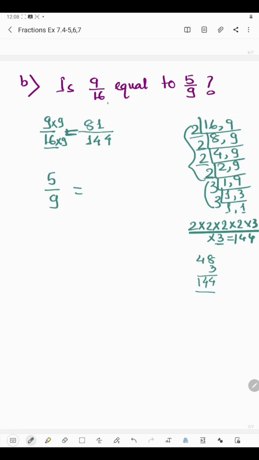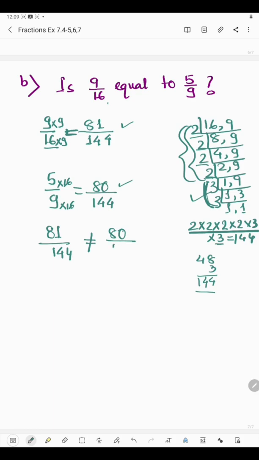Okay, now coming to next fraction. Now what should be multiplied by 9 to get 144? See here, 3 3s are 9. So this 9 should be multiplied by 16 to get 144. So here to the denominator we will have to multiply by 16. So the same number to be multiplied by the numerator also. So 16 5s are 80 and 16 9s are 144. Now we can see that 81 is greater than 80. It's not equal. So we can say that 81 by 144 is not equal to 80 by 144.